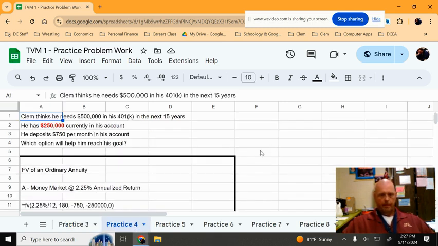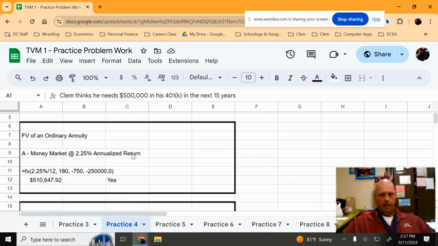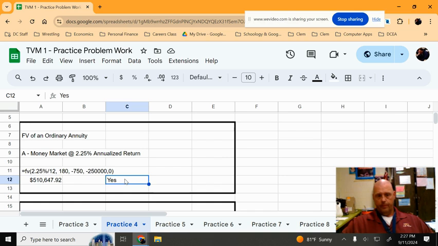So I go to 4. My money market, 2.25%, it gets me over $500,000. Again, 2.25% divided by 12, comma, how many? 180, comma, dropping in 750 and began with 250, and we're doing it at the end of the month. So my answer is yes, I achieved my goal.